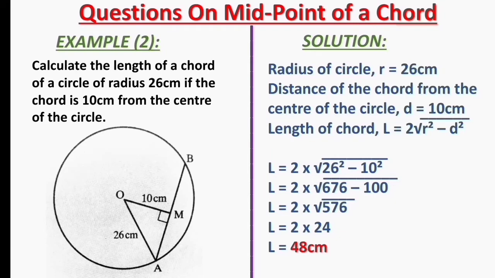From the solution to question 2, the formula required here is L equals 2 times the square root of r squared minus d squared. In this question, the radius of the circle R is 26 centimeters. The distance of the chord from the center of the circle D is 10 centimeters. Substituting these values into your formula and calculating, the length of the chord in question 2 is 48 centimeters.